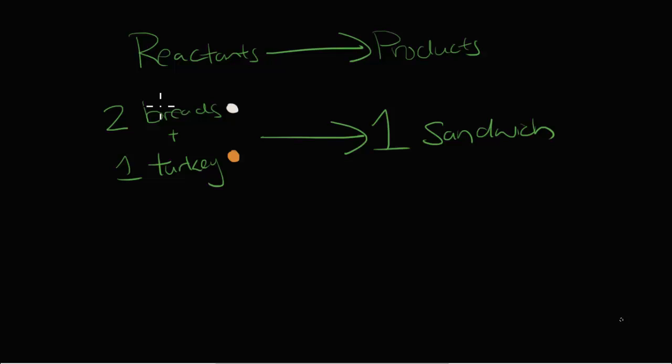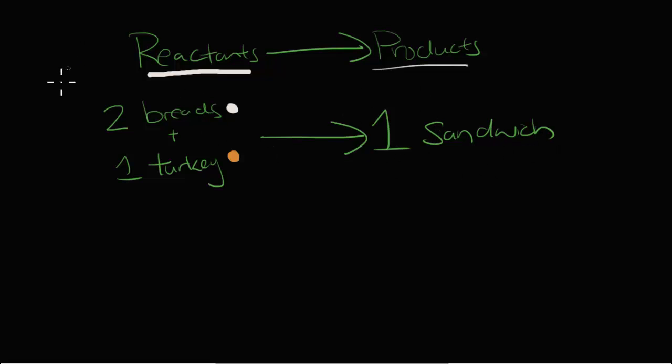So today I'm going to take a quick look at what it means to be a limiting reactant. As you know in chemistry, we have reactants which turn into products, right? And I'm going to show you a really simple equation where we have 2 slices of bread plus 1 slice of turkey yields 1 sandwich.